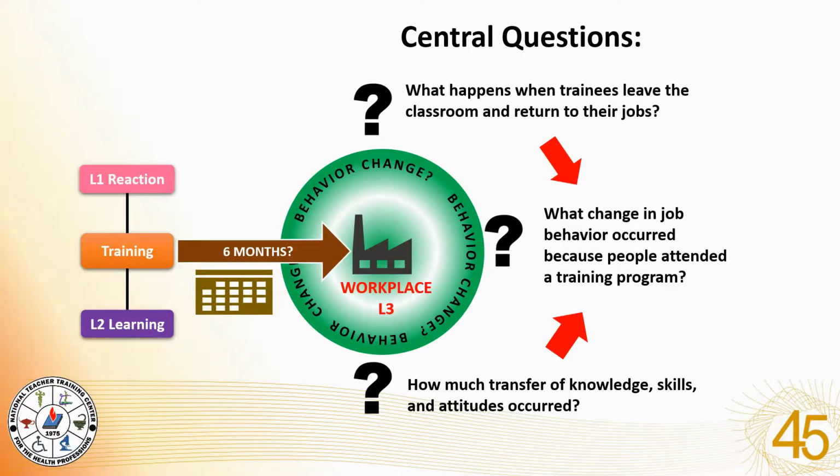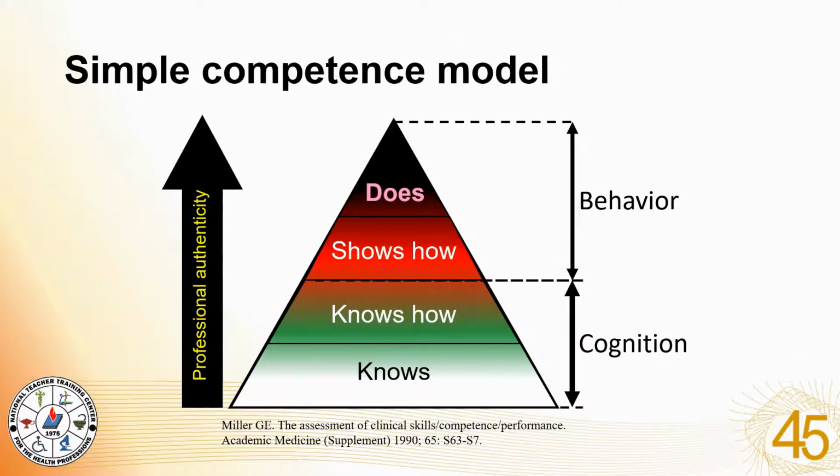Let's just review for a moment, going back to Miller's clinical skill competence performance model. When we talk about behavior, we talk about the top two levels, showing how and doing. So in level 1 and level 2, you measure or evaluate cognition, but in level 3, if we follow Miller's model, we will be evaluating the two top behavior dimensions, shows how and does.